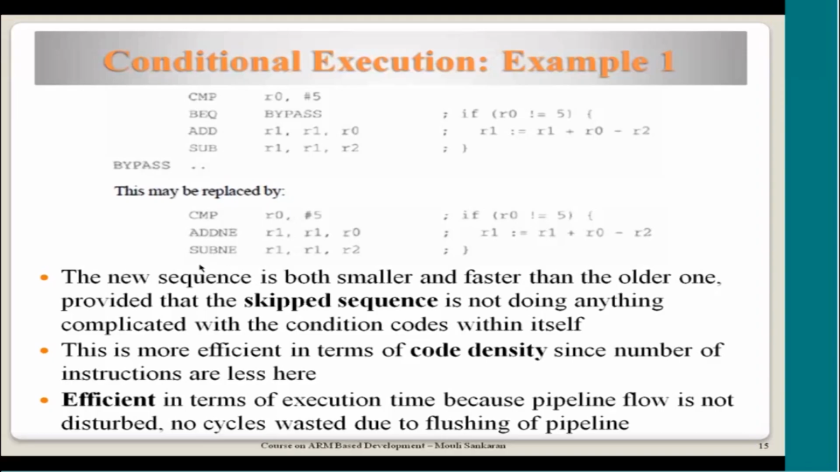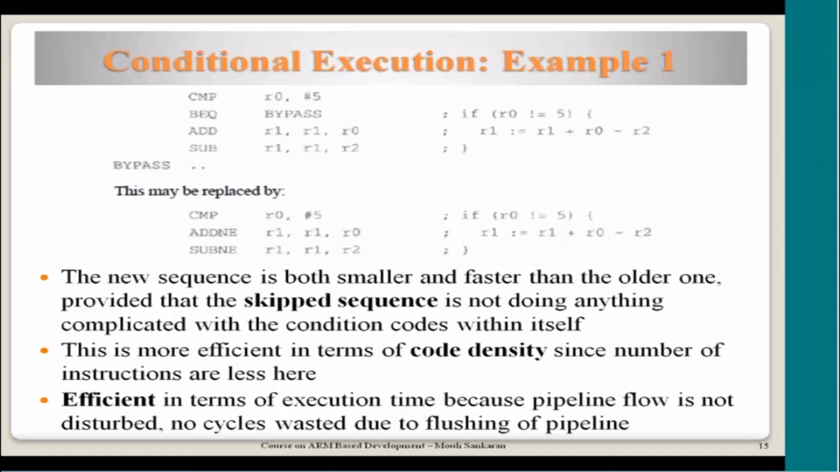Now the advantage is that within 2 cycles, the instruction which is there to be executed next will be in the pipeline. So there won't be additional 2 cycles of delay because of the jump. That's why we say that conditional execution is efficient in terms of execution time also, apart from code density. Code density, you can see that only 3 instructions here, whereas here we have 4 instructions to do the same job. So code density is better here, and execution time is also better because of this particular feature supported by ARM.